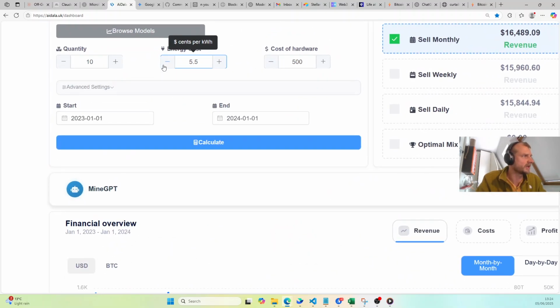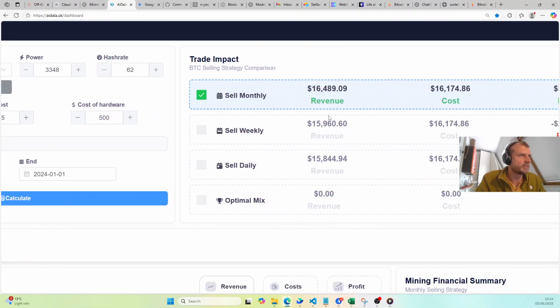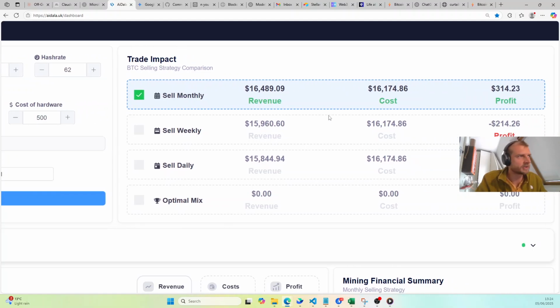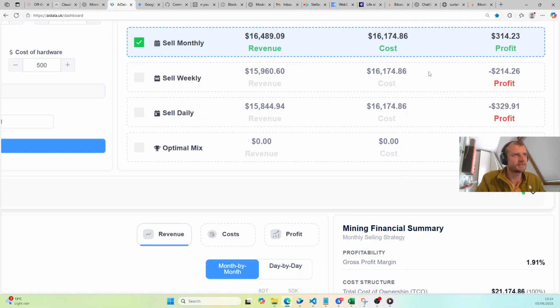In this particular case, on that specific miner, it shows what your economics would have been if you mined from 2023 over the course of 12 months actually, with that specific setting, which is also adjustable. The unique part is the trade impact, because it shows you that different trading strategies have different outcomes.